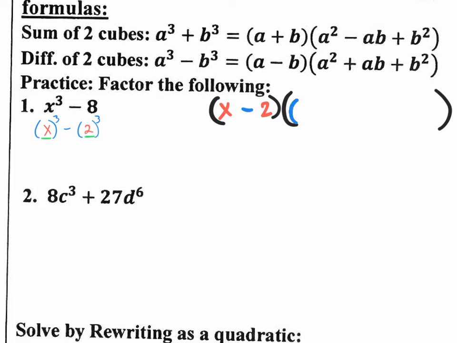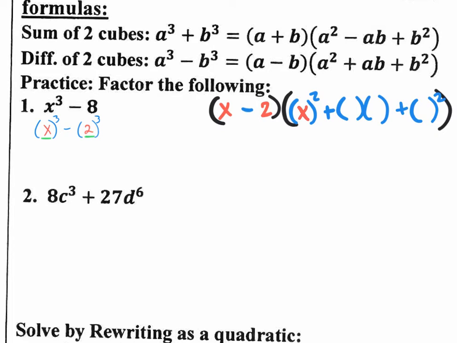Instead of A squared, let's write parentheses squared. Instead of plus AB, we're going to put plus parentheses, parentheses. And then plus B squared, plus parentheses squared. If you do not do this, you're probably going to make a mistake. So please replace your A's and your B's with parentheses. The first binomial, it's easy. You just rewrite it without the cubes. But the trinomial, please replace your A's and your B's with parentheses and then plug in your values.